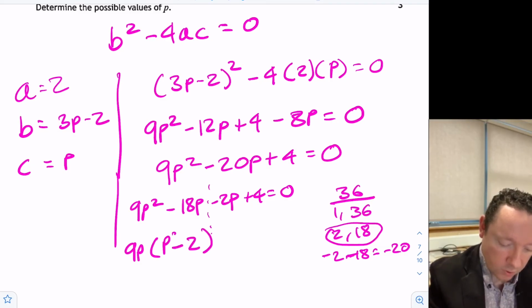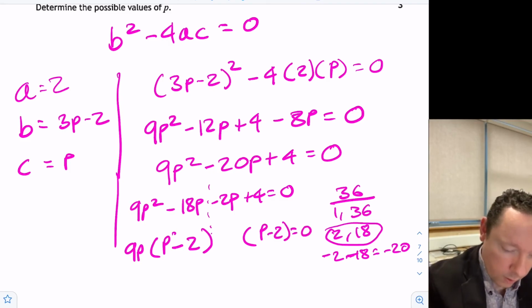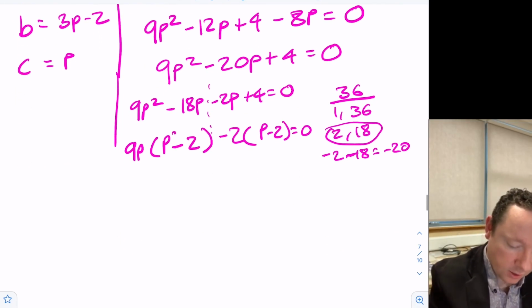And on the other side, I'm still needing p minus 2 because I want the same factor. So times by minus 2 to get minus 2p. And just check, minus 2 times minus 2 is plus 4. So then my factorisation is complete.